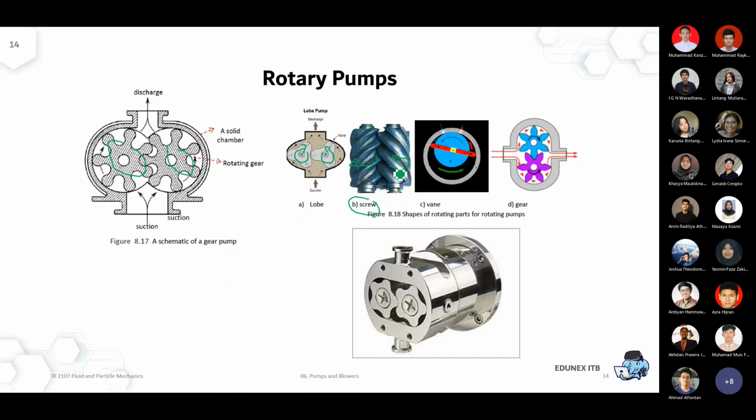Okay, but the common theme here is they will have two gears, either as a lobe, a screw, a vane, or even as a gear itself. And again, these are gears that rotate in different directions. The kinetic energy still will be transferred from the gear into the liquid, and then later converted into pressure.